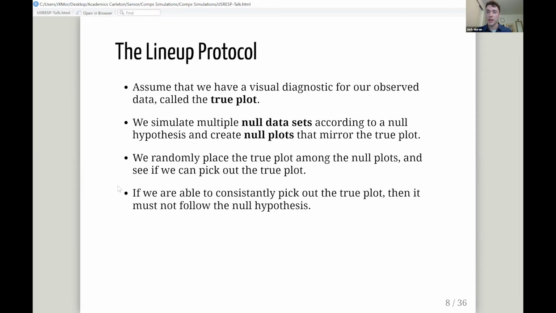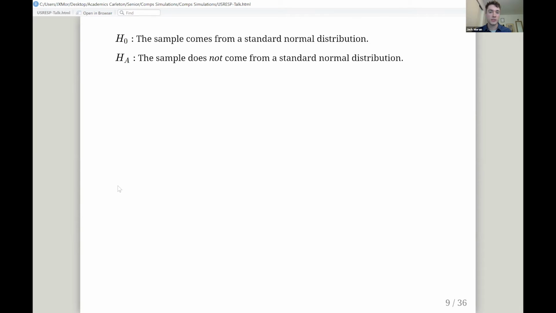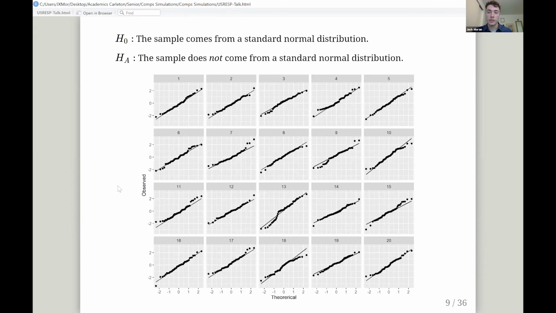And so an example of this is we're going to use the same null and alternative hypotheses. And so this is a lineup. One of these plots is the true plot, and the other 19 are simulated to follow the null hypothesis. And so take a moment for yourself, look at all these plots and pick out the one that you think looks most different, or which one you would pick out of the crowd.